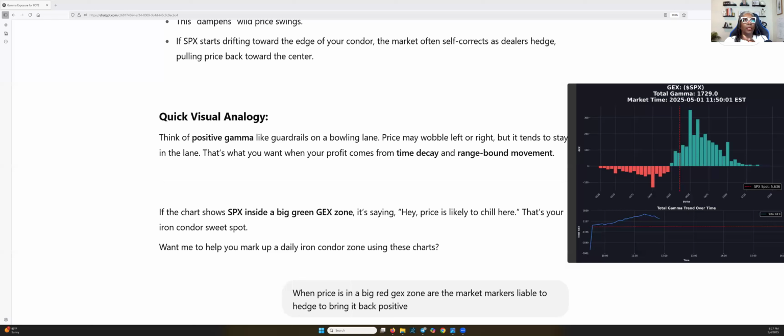Okay. Here's an analogy that was given. This may help. Think of positive gamma like guardrails on a bowling lane. The price may wobble left and right, but it tends to stay in the lane. That's what you want when your profit comes from time decay and bounce. So once it gets in the green, this is like you're inside the bowling lanes. It wants to stay up here in this area. But if it was to drift out, that's when the volatility increases and we start running into issues.